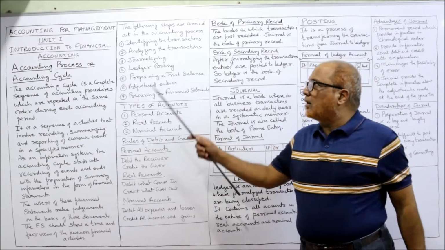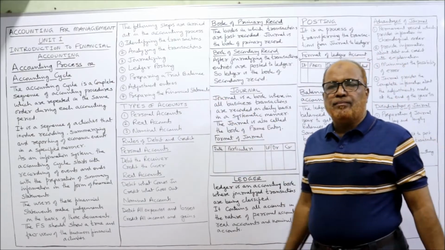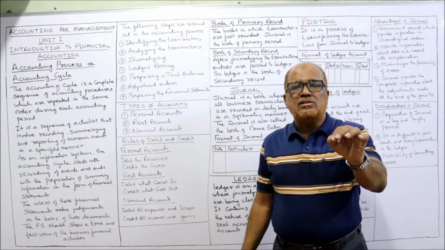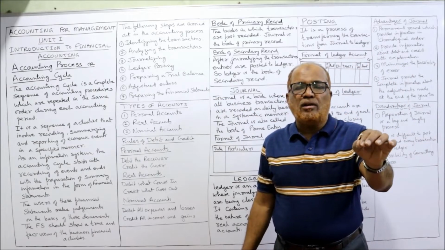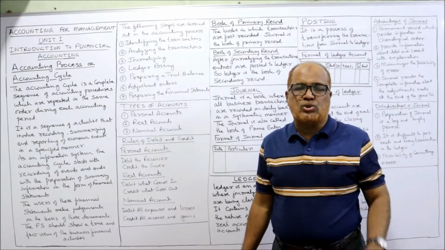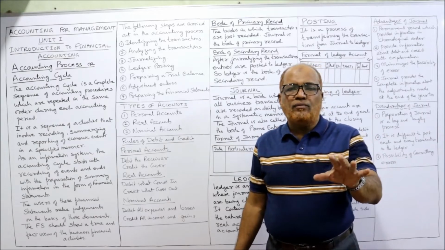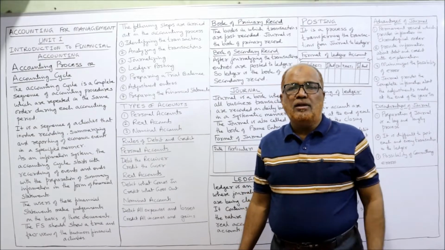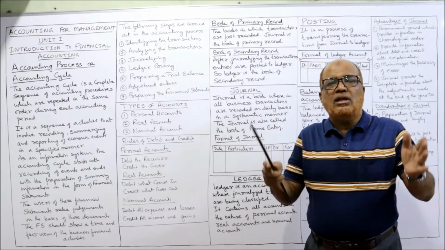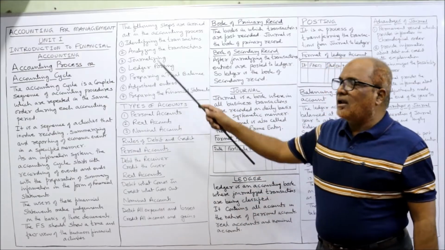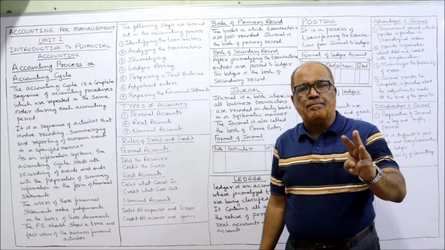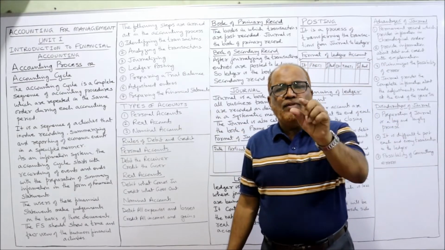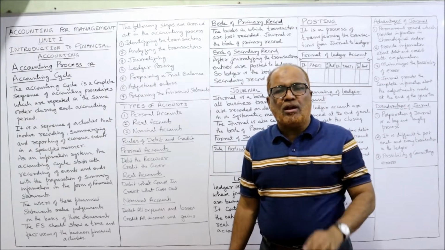Then thirdly, recording, journalizing. Journalizing is the process of passing the journal entries in the primary books. First book of original entry in which transactions are recorded, journal. So recording the transaction in journal is called journalizing. This is the third step. 3 steps completed. We have recorded the transaction in the journal.